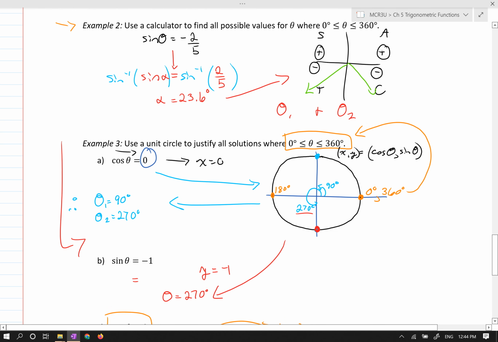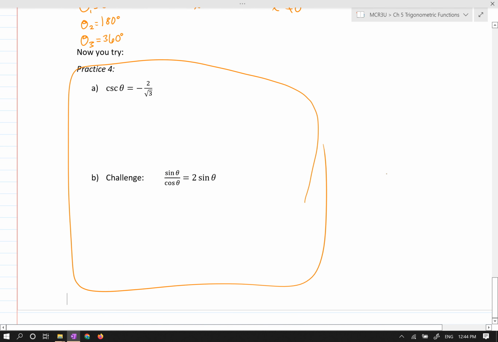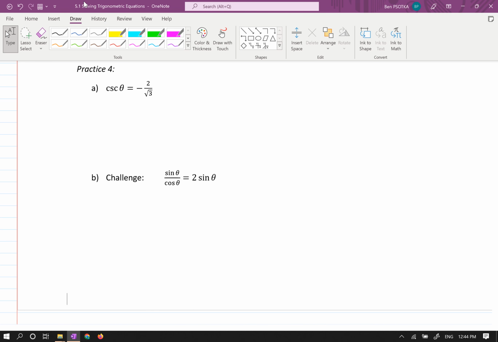Fantastic. At this point, folks, you should be able to work your way through the rest of the practice problems. Particularly, practice 4B is a little bit challenging, but that's okay. If you're feeling good about it, you can do it. And if you're not feeling good about it, then head into the practice work and return to this after.